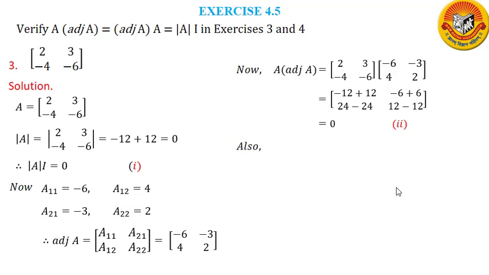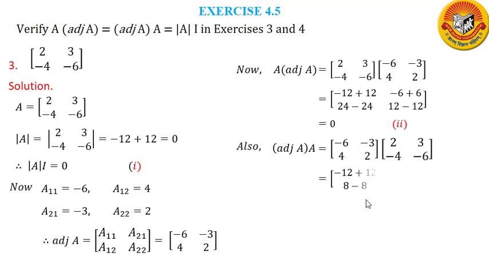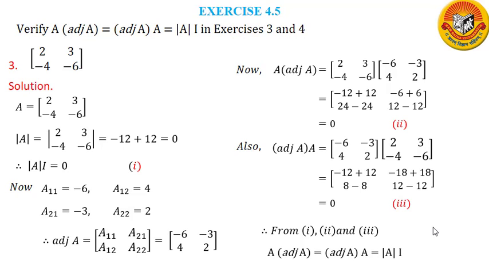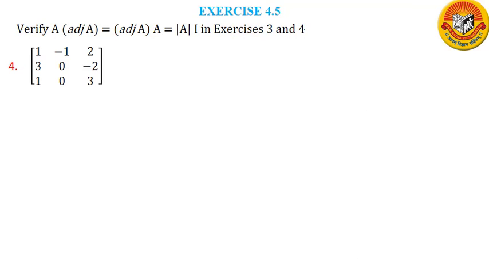Now again I have to find adjoint A into A. So let us multiply. After multiplication, here also I am getting the answer as 0. So from 1, 2 and 3 I am getting the same answer, which is 0. So I will say that A into adjoint A is equal to adjoint A into A is equal to determinant A into I. Okay, now question number 4 is a 3 by 3 order matrix.